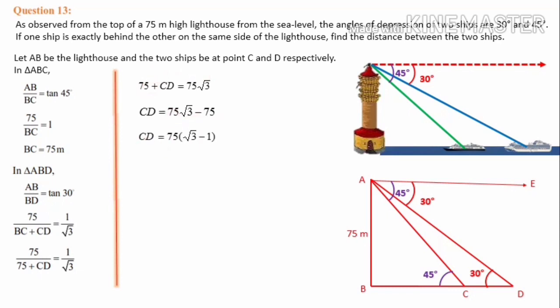So CD is equal to, as I mentioned before, either you can keep 75 as it is or you can take it common. Since it is a bigger quantity, I am taking 75 outside. So 75 into root 3 minus 1. Here the distance between the two ships is 75 into root 3 minus 1 meter.